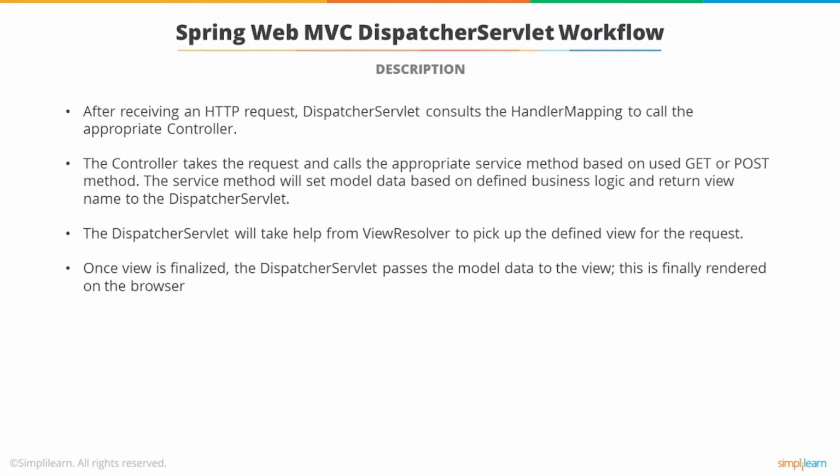After receiving an HTTP request, dispatcher servlet consults the handler mapping to call the appropriate controller. The controller takes the request and calls the appropriate service method based on used GET or POST method. The service method will set model data based on defined business logic and return the view name to the dispatcher servlet. The dispatcher servlet will take help from the view resolver to pick up the defined view for the request. Once the view is finalized, the dispatcher servlet passes the model data to the view that is finally rendered on the browser.